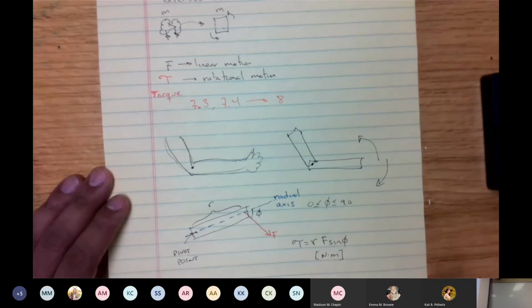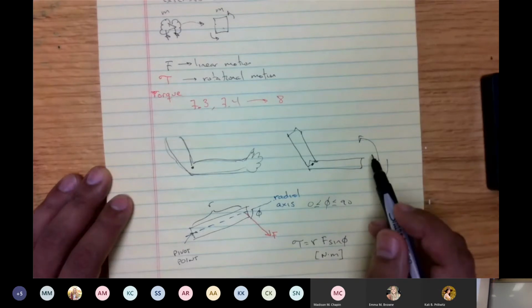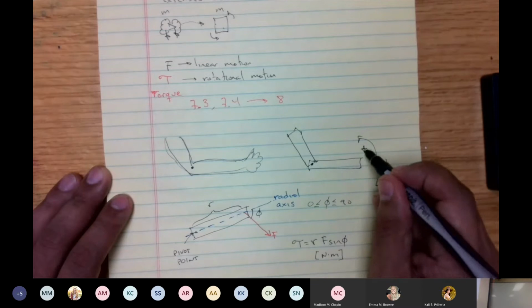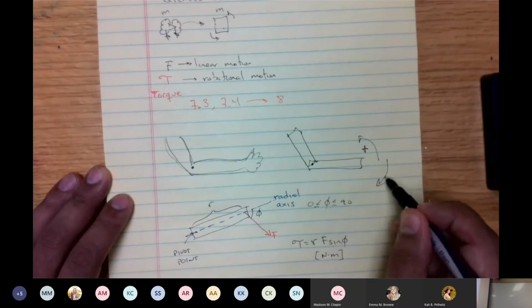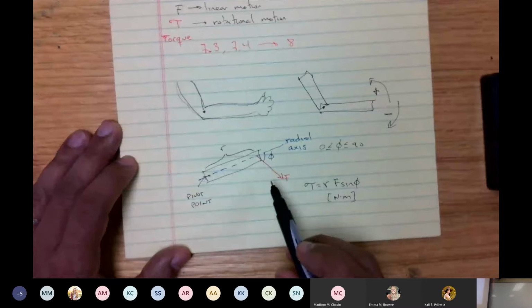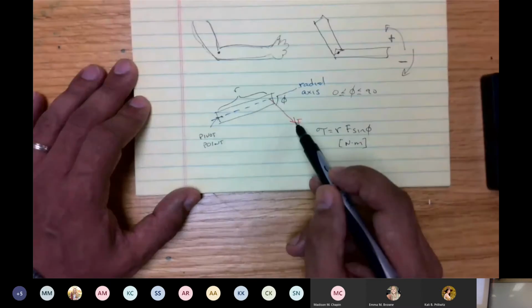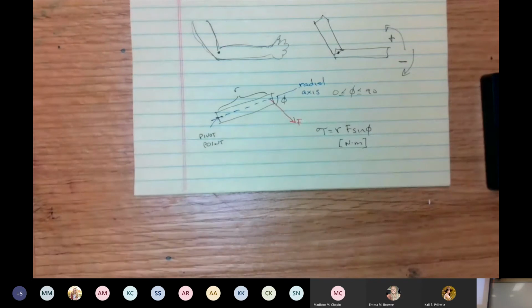Counterclockwise torque is going to be positive, and clockwise torque is going to be negative. So in this case, you can imagine that this force is pushing your arm down, so it's moving your arm in a clockwise direction, so this will create a negative torque, yeah? Makes sense?